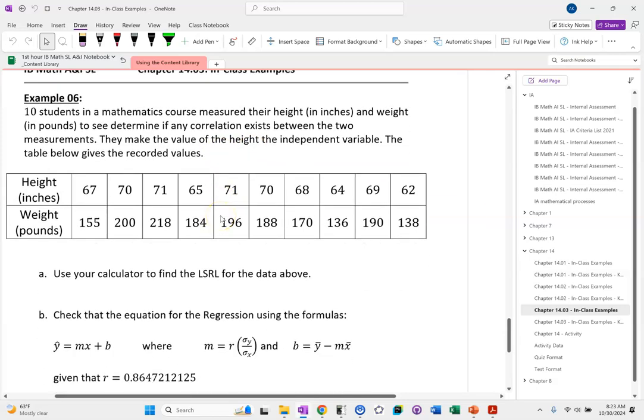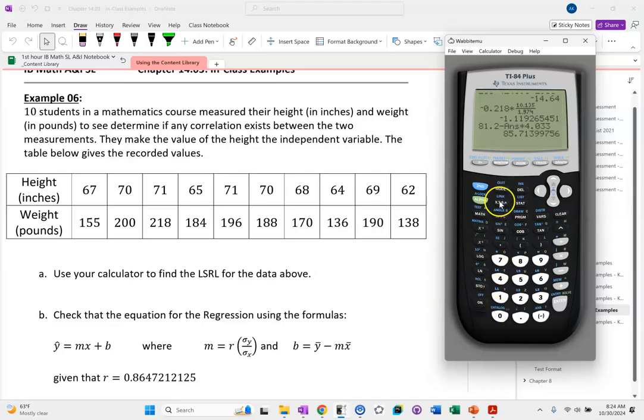10 students in a mathematics course measured their height in inches and weight in pounds to determine if any correlation exists between the two measurements. They make the value of height the independent variable. The table below gives the recorded values. Use your calculator to find the least squares regression line for the data.